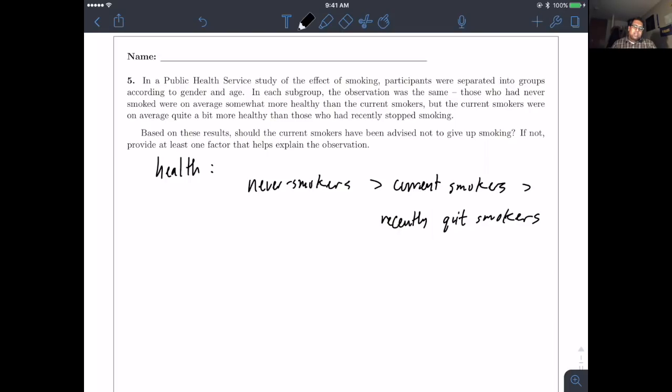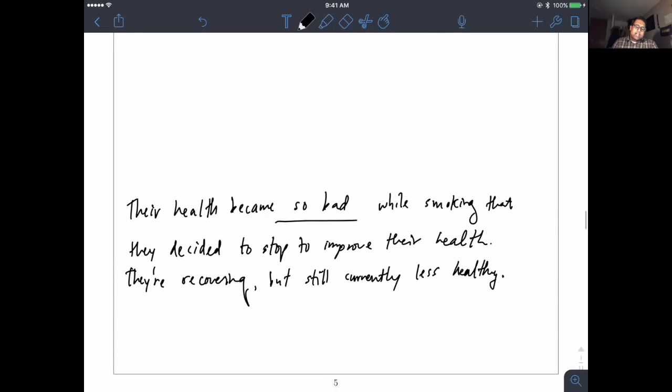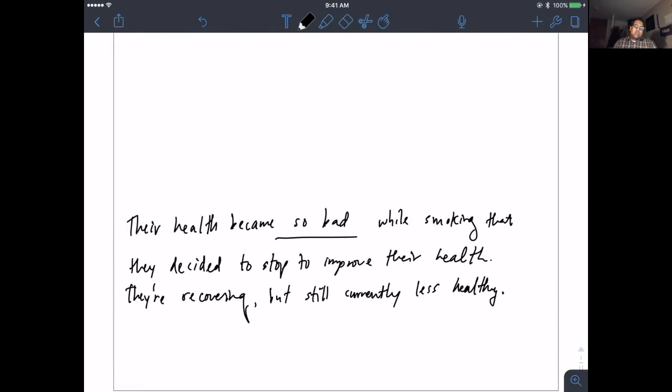Right? So what they're saying is, the current smokers are healthier than the smokers that recently quit. So why should they quit smoking if they're going to become less healthy? And this argument clearly doesn't hold up. One of the reasons is that the health of the people who just stopped smoking was so bad that they decided to stop smoking, right?